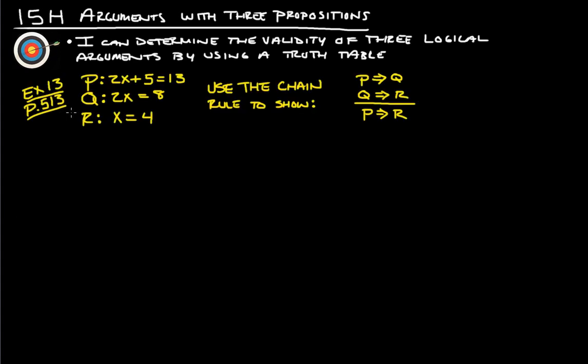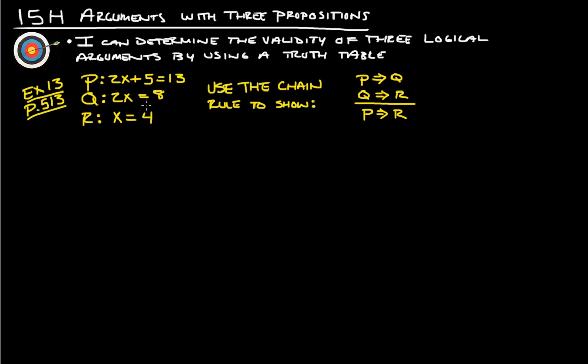Example 13 from page 513 says, let's say P is 2x plus 5 equals 13, Q is 2x equals 8, and then R is x equals 4. Use the chain rule to show that P implies Q, Q implies R, so therefore P has to imply R. If you'll notice, this is just a simple algebra problem. First subtract 5 from both sides to get 2x equals 8, and then divide both sides by 2 to get x equals 4.